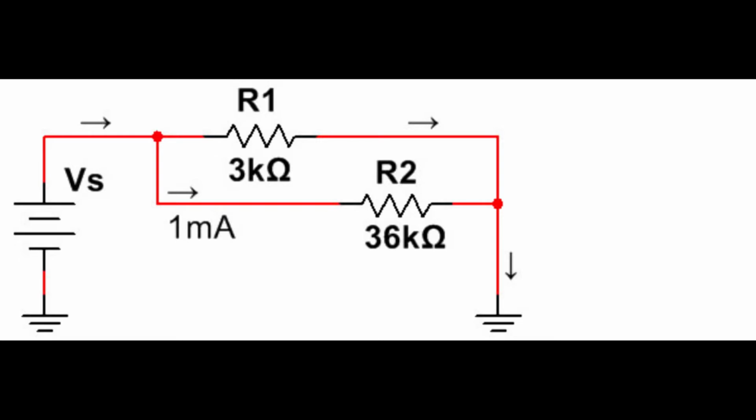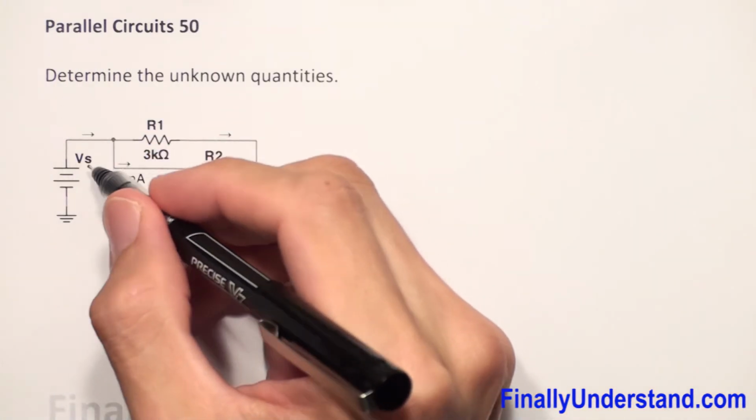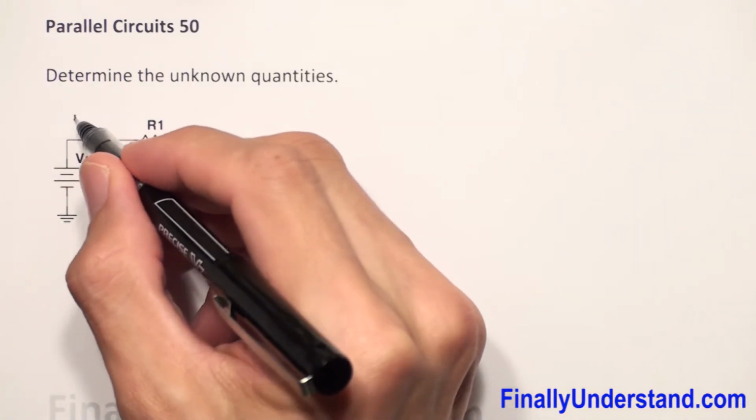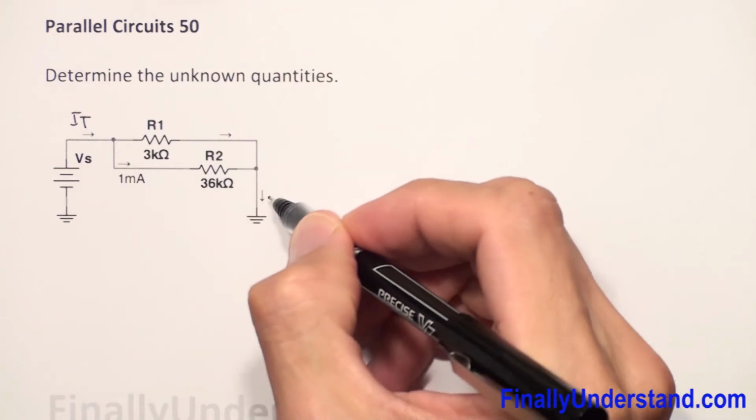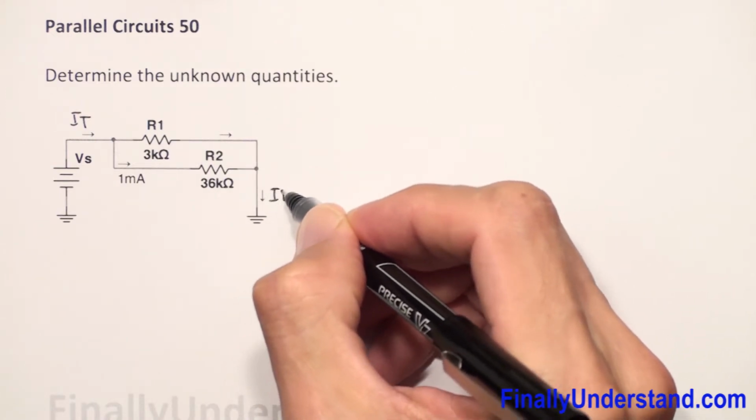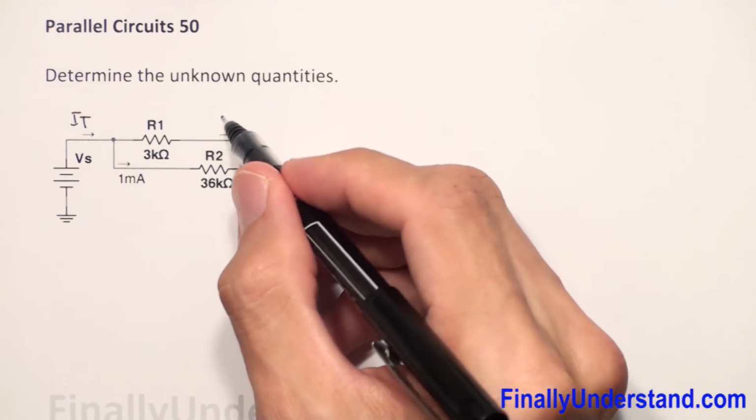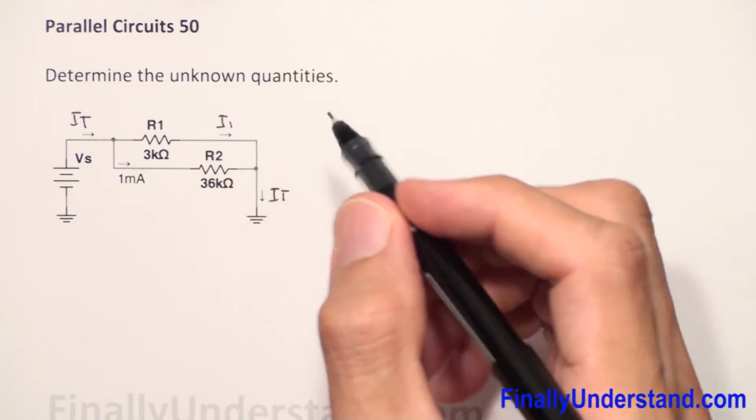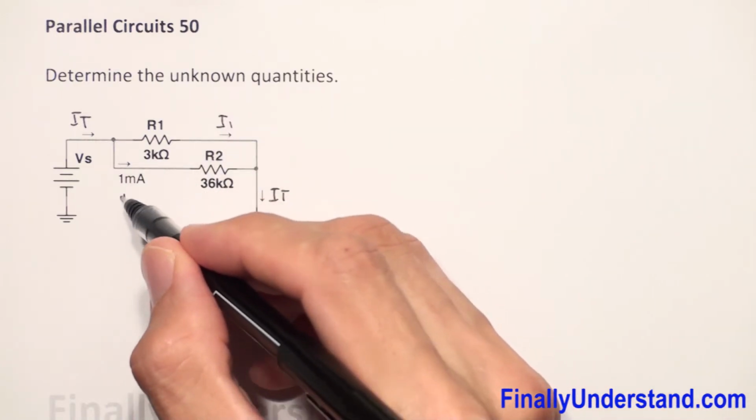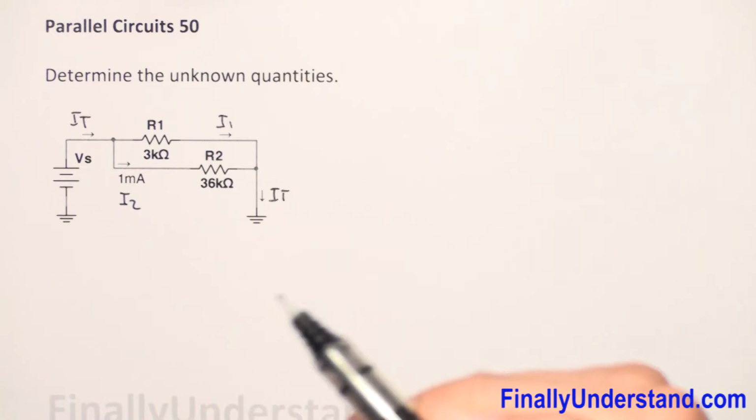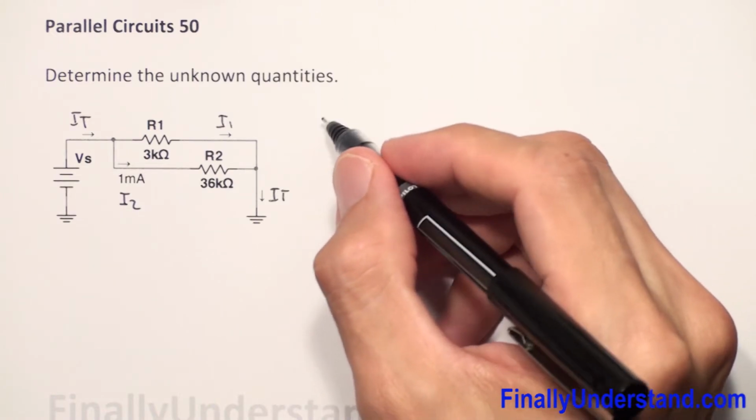Let's practice. We have another example and let's check what we have over here. This is my voltage source. This is my I total. This is going to be also my I total, and this is my I1. This is my I2. What we're supposed to find?